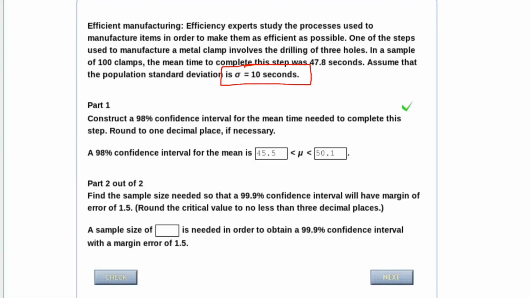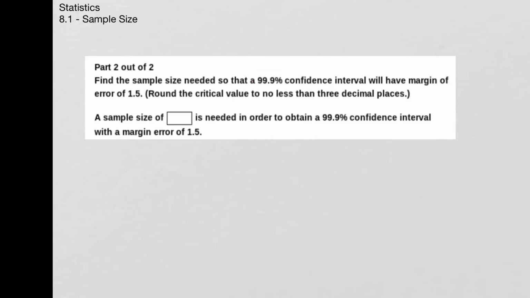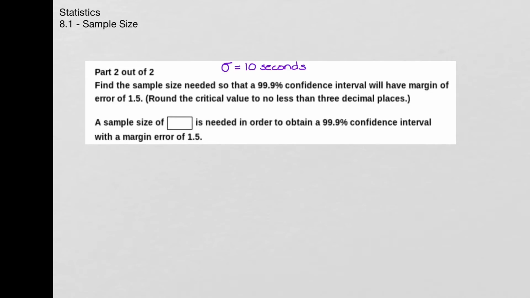Here we have sigma is 10 seconds. So that's what we'll use for our population standard deviation. All right, let's go back. All right, so now that we have sigma, I will find my value for z sub alpha over 2.